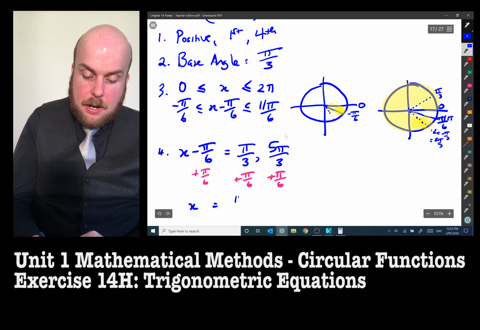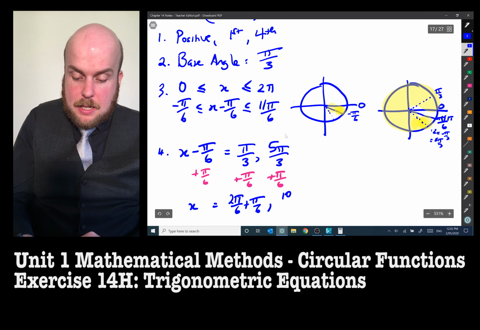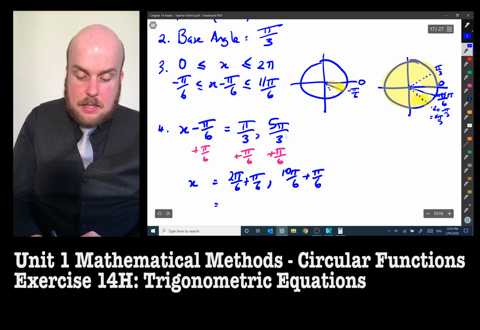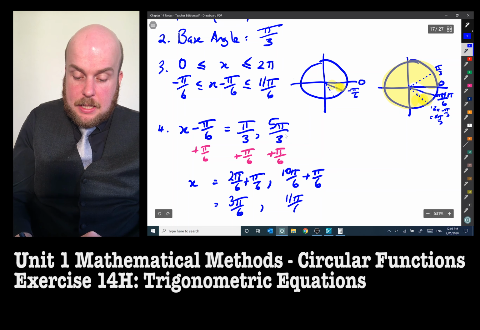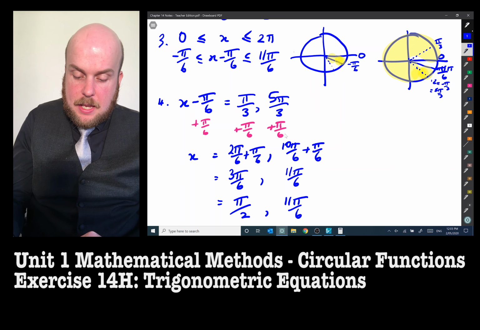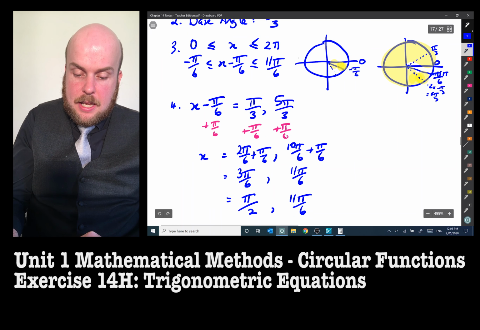So pi on 3 becomes 2 pi on 6 plus pi on 6. 5 pi on 3 becomes 10 pi on 6 plus pi on 6. So that becomes 3 pi on 6. This becomes 11 pi on 6. And that we can simplify down to pi on 2, 11 pi on 6. So those are our final answers.